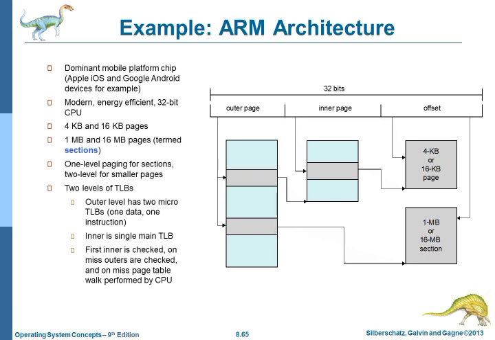There are also 2 levels of TLBs, in which the outer level has 2 micro TLBs, 1 for data and 1 for instructions. The inner is a single main TLB. The inner is checked first, on a miss the outers are checked, and on a miss a page table walk is performed by the CPU.